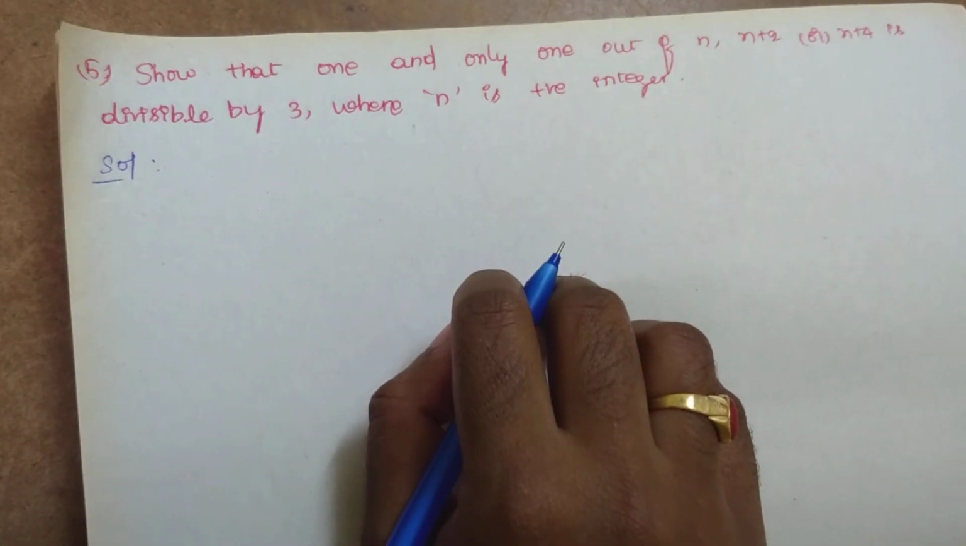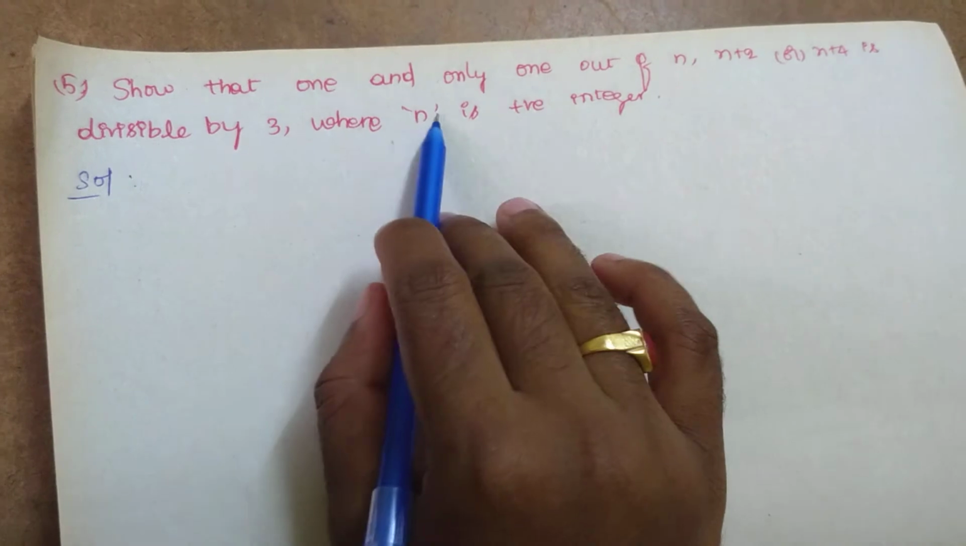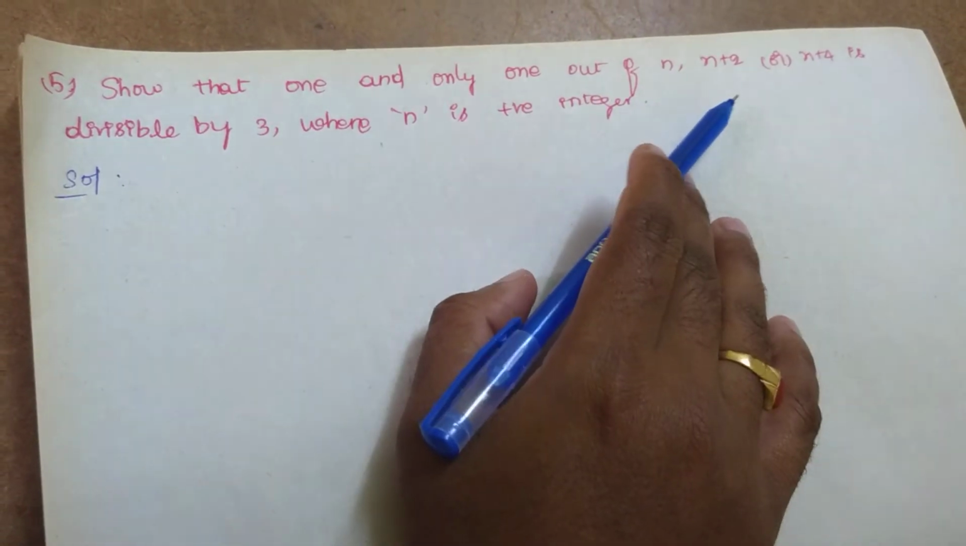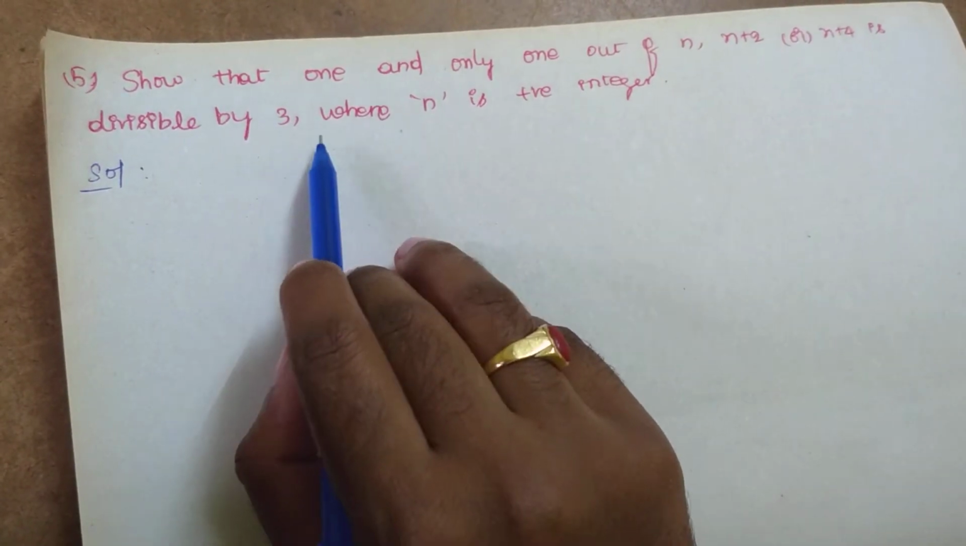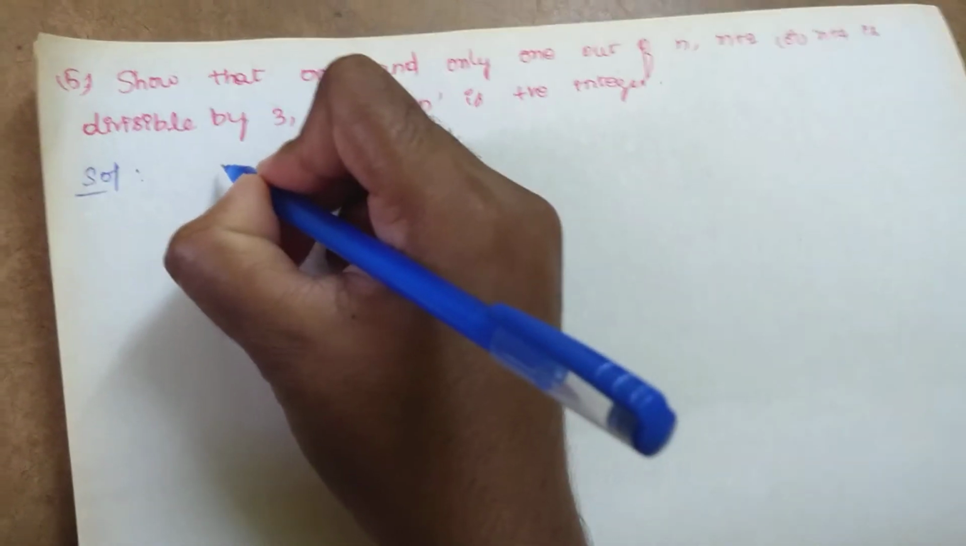Let's move on to question number 5 in exercise 1.1. We have been asked to show that one and only one out of n, n plus 2, n plus 4 is divisible by 3, where n is a positive integer. This we have to prove using Euclid's division lemma.